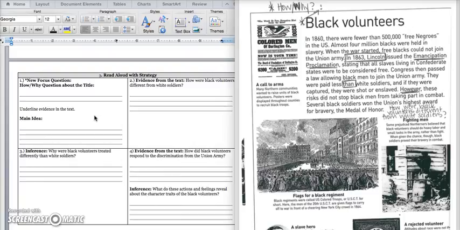I'm thinking, how did Black volunteers participate in the Civil War? Or why did they participate in the Civil War? How did they participate in the Civil War? Why did Black volunteers participate in the Civil War? You can go ahead and pause as you're writing and then press play when you are finished.